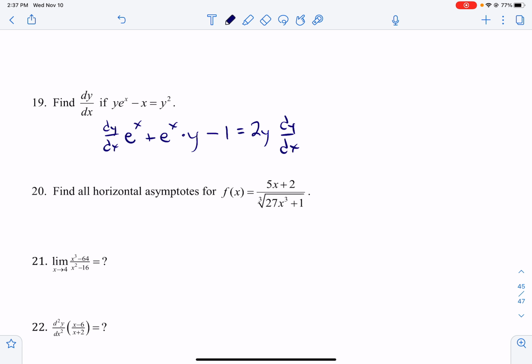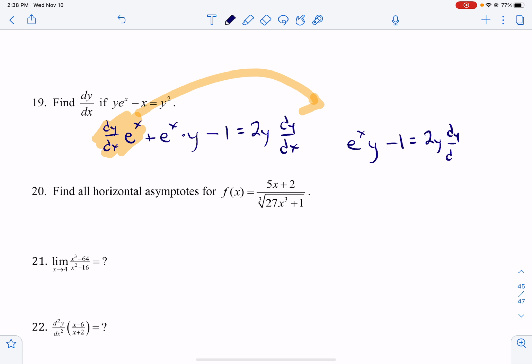So this is one of those where we are trying to get dy/dx alone. I'm going to take this term and move it to the other side. So I'm left with e to the x times y minus 1 equals 2y dy/dx minus e to the x dy/dx. I know some of you are cringing right now because I'm not writing y prime, but deal with it.